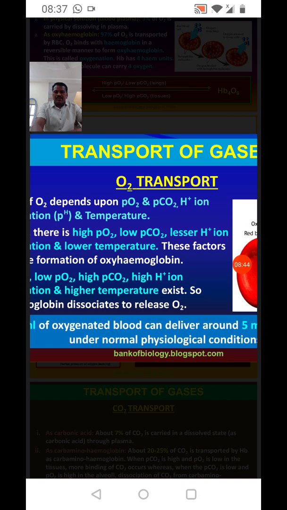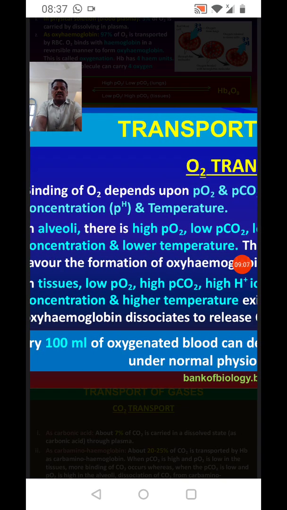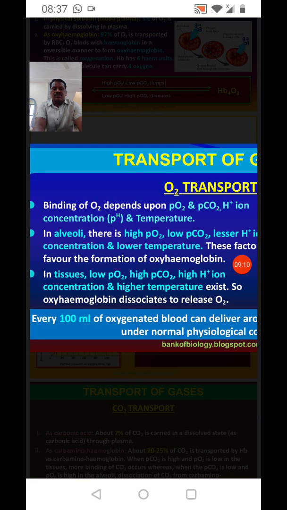What are the 4 factors? Number 1 is partial pressure of oxygen, that means PO2, and partial pressure of carbon dioxide, that is PCO2, and hydrogen ion concentration, nothing but pH, and temperature. So these 4 factors decide the affinity of oxygen with the hemoglobin. Let us see it clearly. Okay.